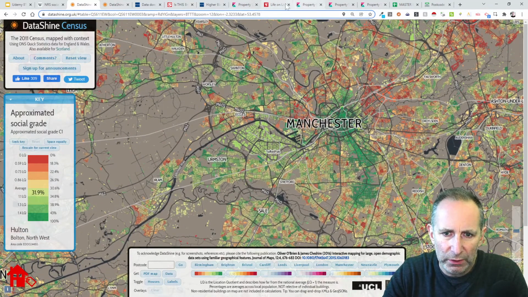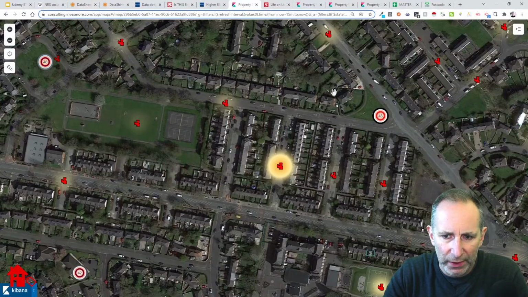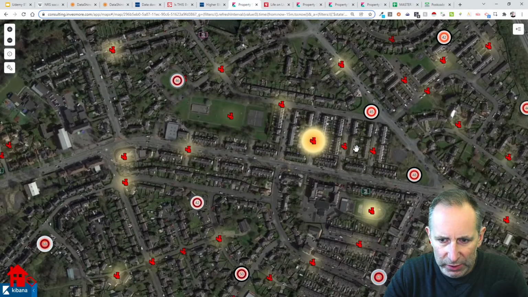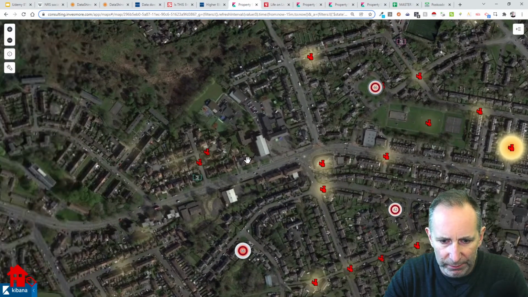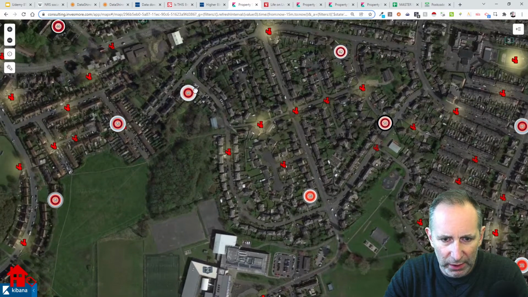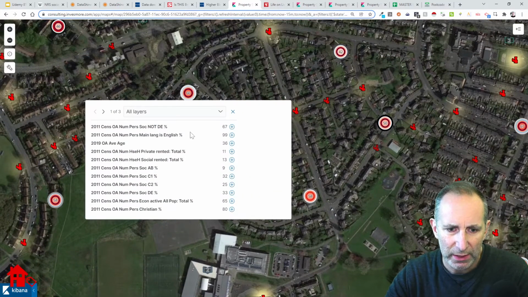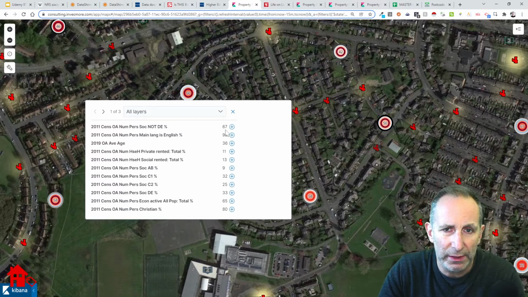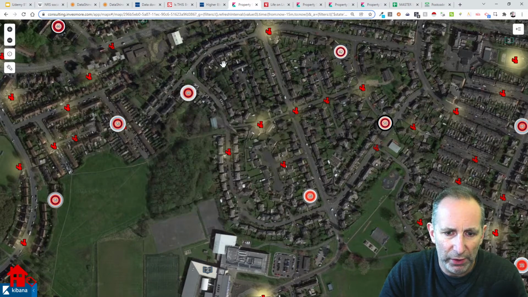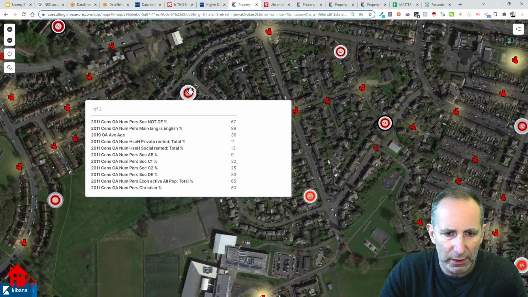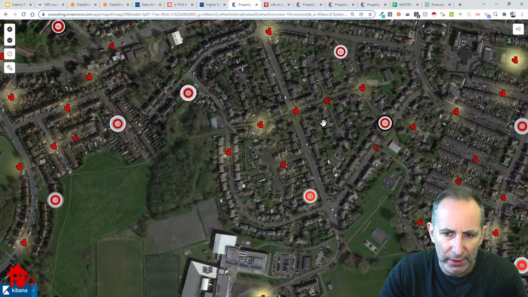But what we do in our system is we aggregate all this information, and we have these little logos, and the metric that we use is percentage who are not DE. So if somebody is social grade DE, they're typically unemployed or have very precarious incomes. And if you have a very high proportion of that type of person in an area, that's not so good.